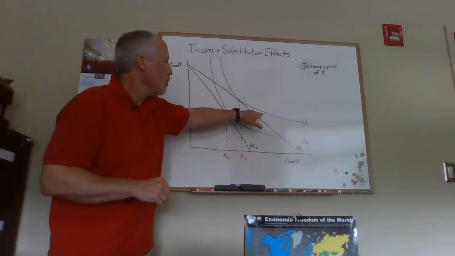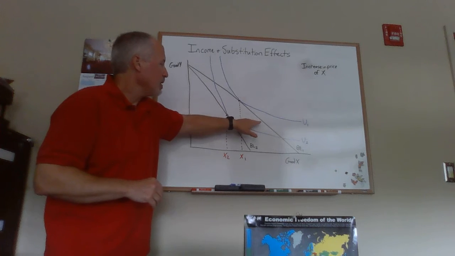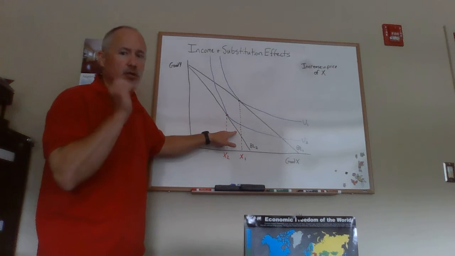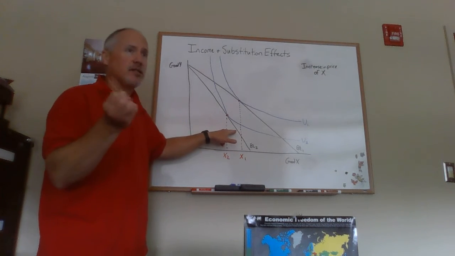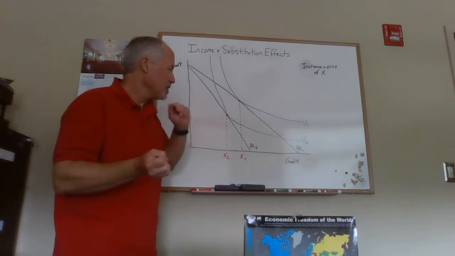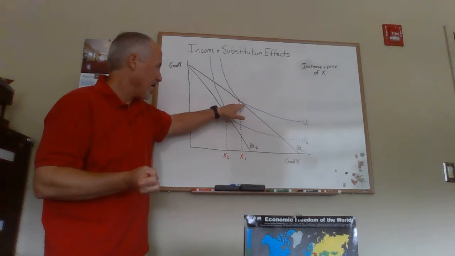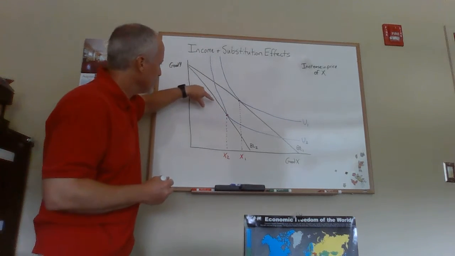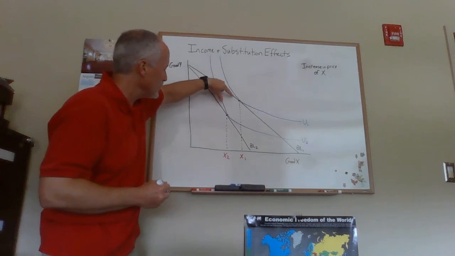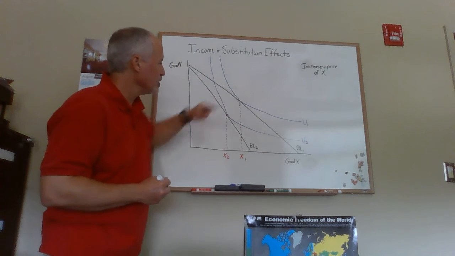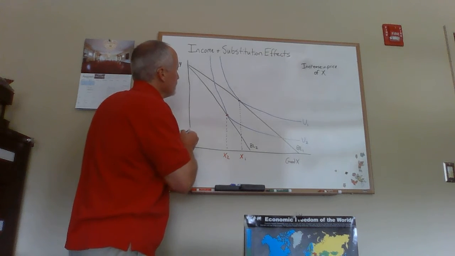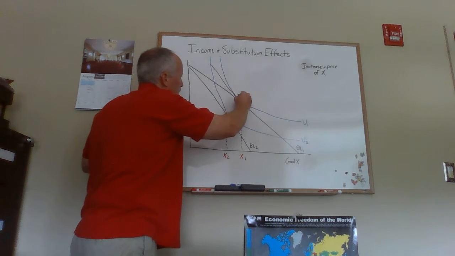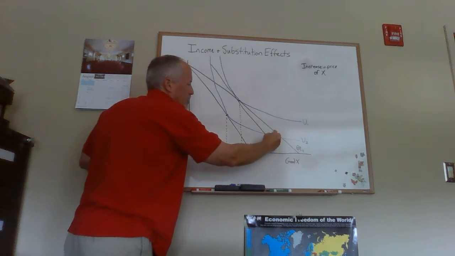So what we can do is think about drawing a budget line. We're going to draw a third budget line in here. It's going to be parallel to BL2, so it's going to reflect the new prices, the change in prices, but give the consumer the same level of utility as they had before the price change. So BL3 is going to be parallel to BL2, so it's going to be steeper than BL1, and it's going to be tangent to U1. That's going to give us a tangency point somewhere up in here. So that's BL3.